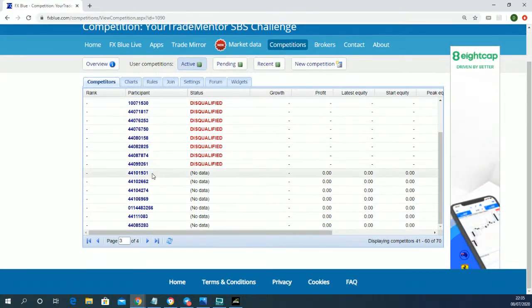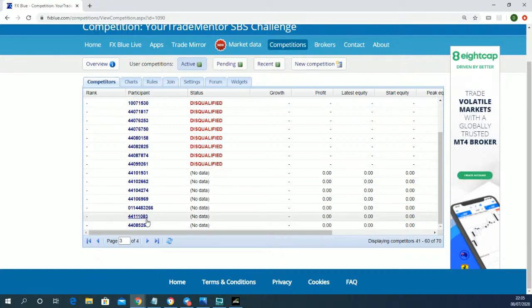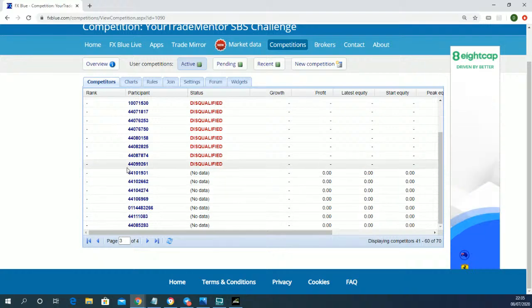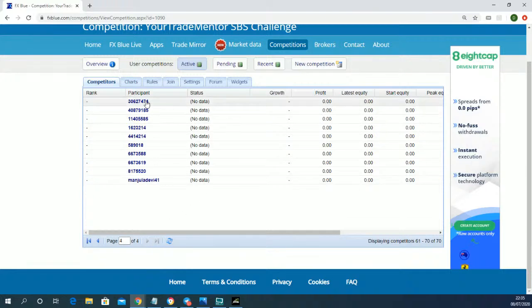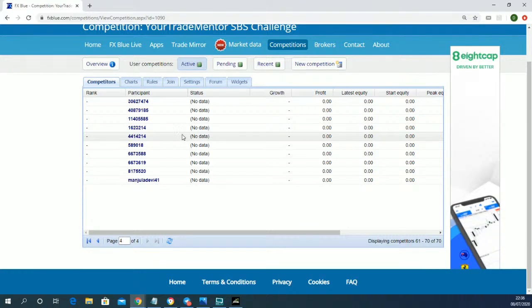Okay, and these few guys, they haven't actually connected yet. They haven't traded, so the system didn't recognize that they have done anything yet. They just registered, but they haven't done much with it. So if you're also in this group, you've got to start to press your buy sell button.